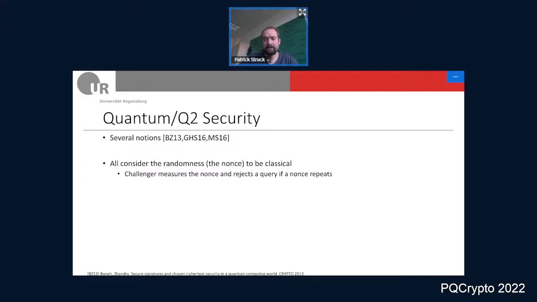We decided to allow the adversary to also specify some nonce, potentially in superposition. But to deal with that, the challenger will just measure this register to make sure that the nonce is a classical value. And then to deal with the repeating nonces, the challenger can just reject the query if a nonce repeats. And this shows, well, if we restrict this to the classical setting, this is equivalent to the normal setting we have for nonce-respecting adversaries that will not repeat any nonces.